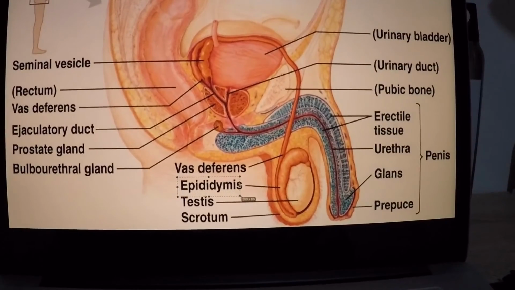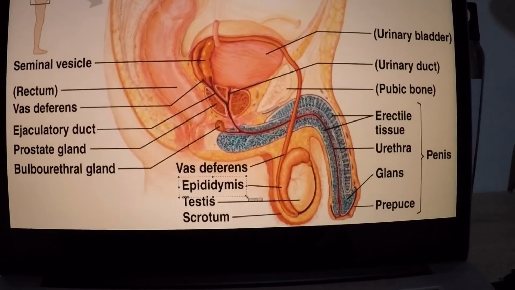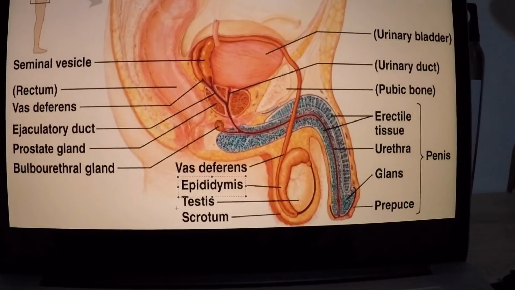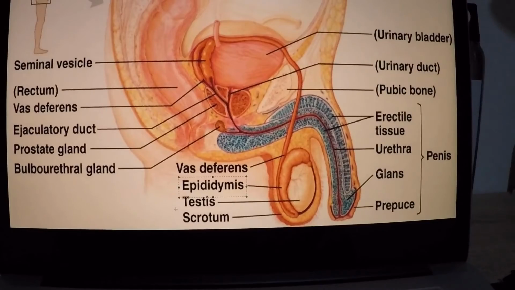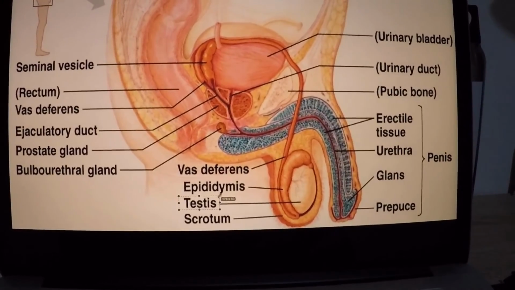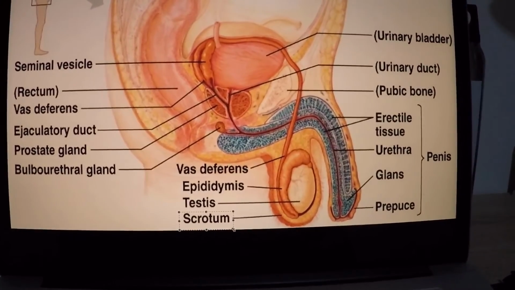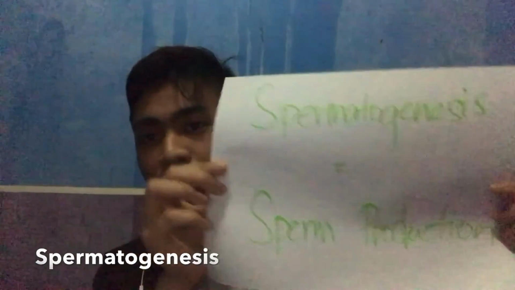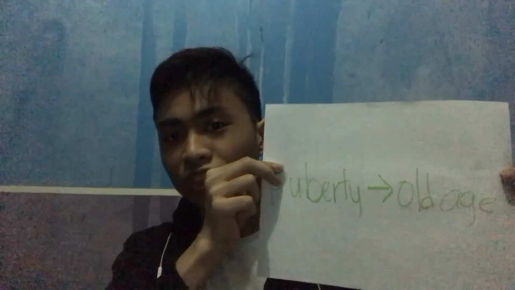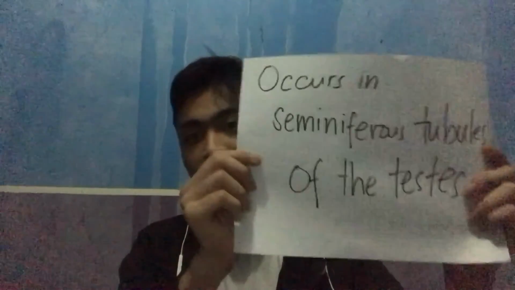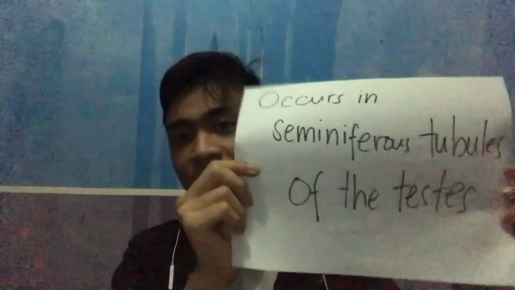Epididymis, a highly convoluted duct behind the testis, along which sperm passes to the vas deferens. Testis, an organ which produces spermatozoa. Scrotum is a pouch of skin containing the testicles. Spermatogenesis is sperm production in the male reproductive system. It begins in puberty and continues until old age. It occurs in the seminiferous tubules of the testes.